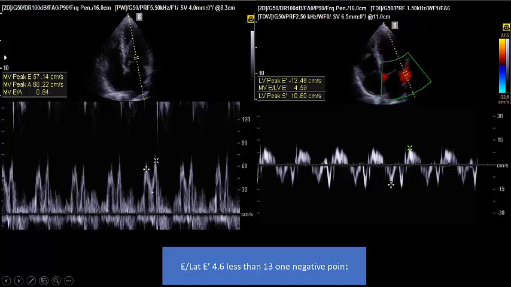The first one, E wave over lateral E prime. Here is the E prime, and this is the E wave. E over E prime is 4.5. To be a positive point, it should be more than 13. That means we have a negative point.